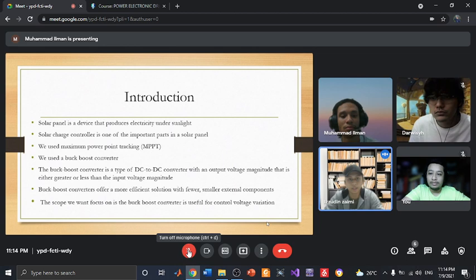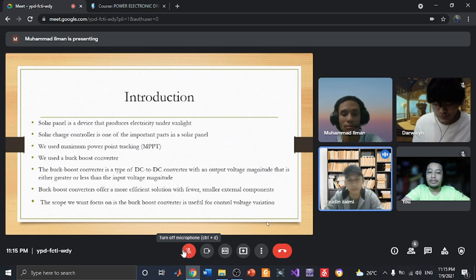Next, we use buck boost converter as it needs to step up to 400 volt of output. The buck boost converter is a type of DC to DC converter with an output voltage magnitude that is either greater or less than the input voltage magnitude. Okay, next, buck boost converters offer a more efficient solution with fewer, smaller external components. They are able to both step up or step down voltage using a minimum number of components.